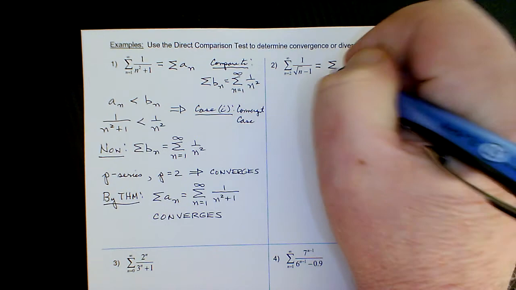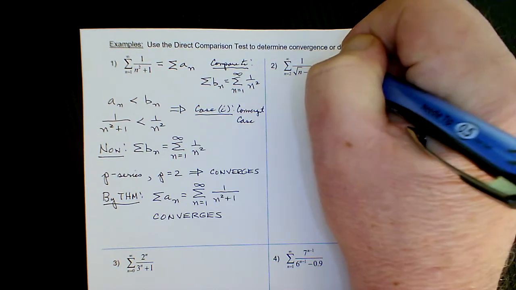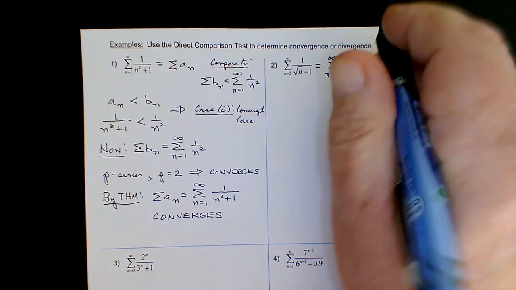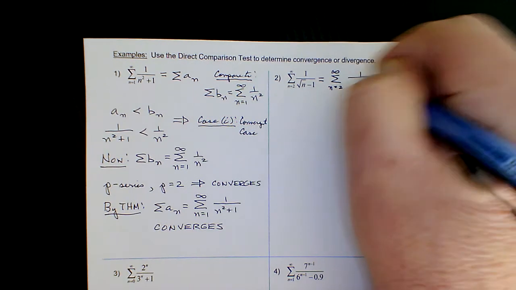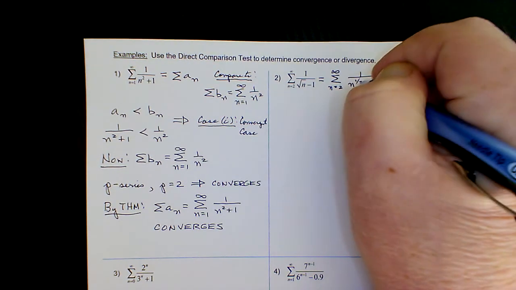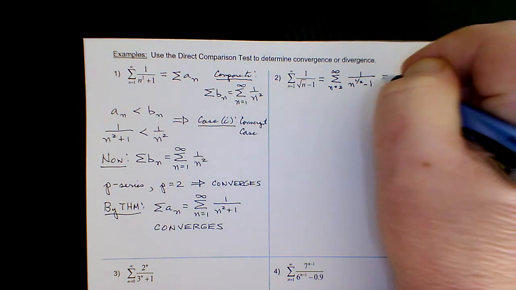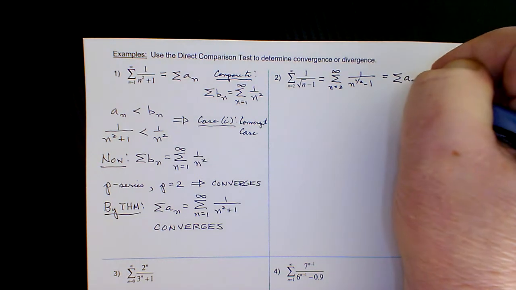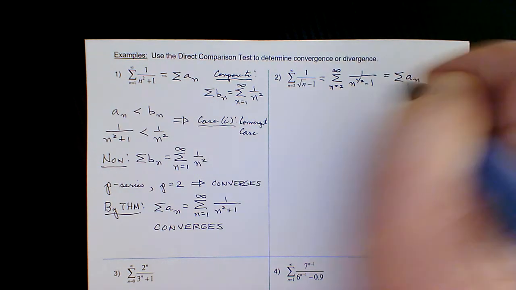The first thing you might want to do is get rid of the radicals, so the sum goes from n equals 2 to infinity of 1 over n to the 1/2, of course, minus 1, and then we'll call that the sum of the a sub n, because remember, the sum of the a sub n is the given series.